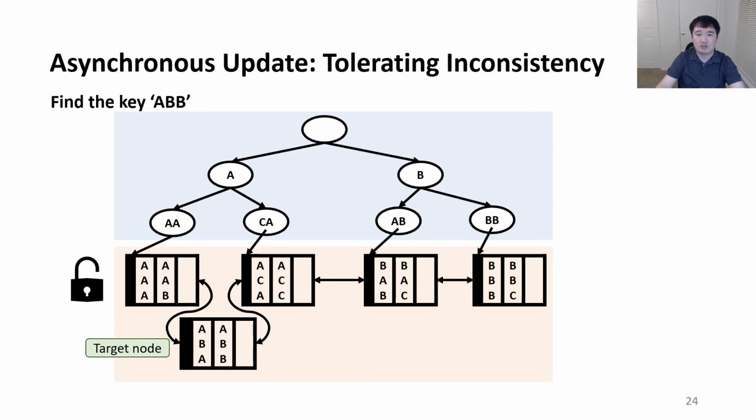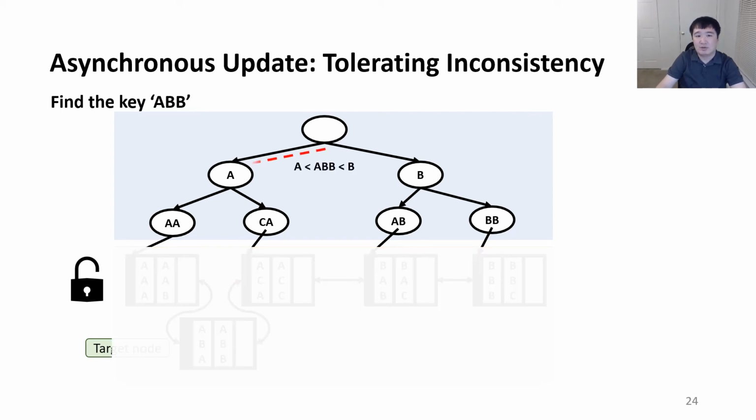Until now, we assumed the case where the jump node and the target node are the same. However, since the search layer and the data layer are decoupled, the jump node and the target node may not be the same. Let me explain how PACTree tolerates this inconsistency using an example. Let's suppose the split case we discussed in the previous slide. In this case, the split operation in the data layer is done, but the search layer is not updated yet. This example finds the key ABB.